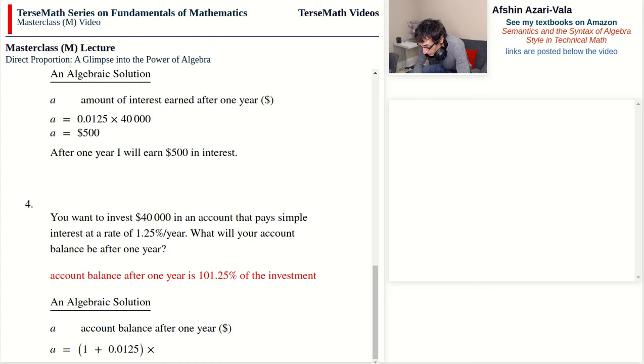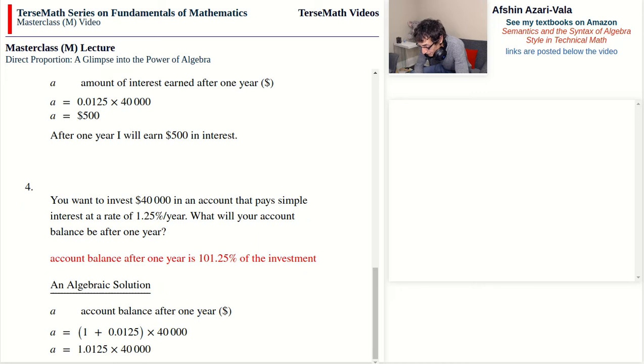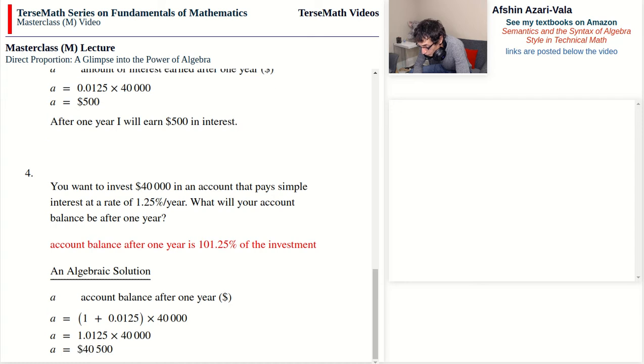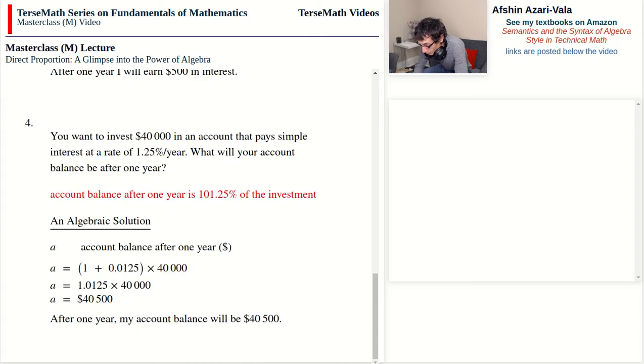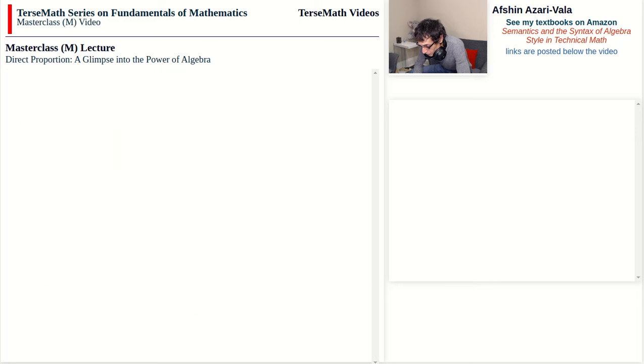101.25% of the investment. So again, A is 101.25% of the amount that I invested, which is $40,000. And this works out to be $40,500. So after 1 year, my account balance will be $40,500. Okay, so this is one of the things that algebra does for us. It shows similarities in tools that we use to solve problems.